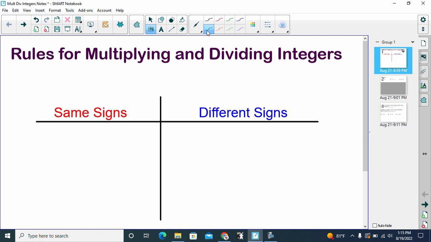The rules we're getting ready to talk about only are true if we are multiplying or dividing, not if we're adding or subtracting. Adding or subtracting, we work through all the rules that we've been talking through.